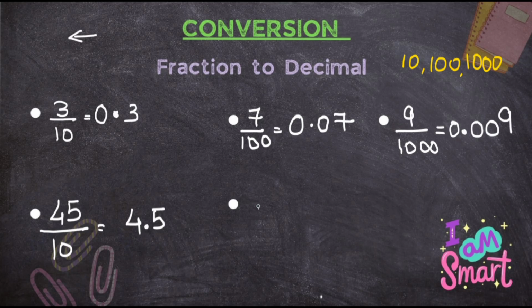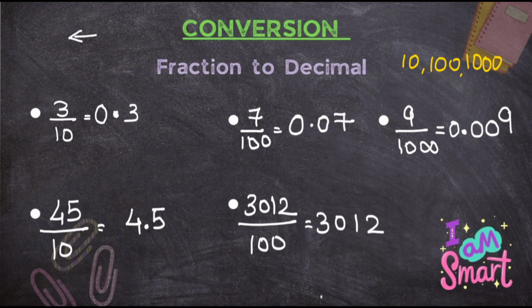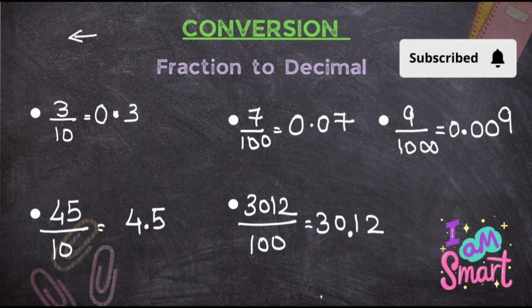And one last question for this conversion I'll take is 3012 upon 100. Now quickly write the digits in the numerator, 3012. Now check how many zeros are there in the denominator. 1, 2. So from the right, leave 2 digits, 1, 2, and then put the point. So your answer is 30.12.